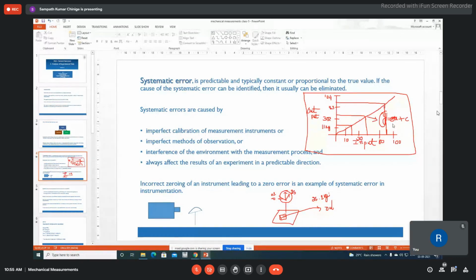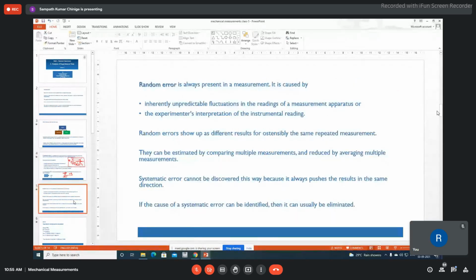All I want to focus on here is how we eliminate the systematic errors, and that's why I spend so much time on that. This is very, very important for you to know as an experimentalist.